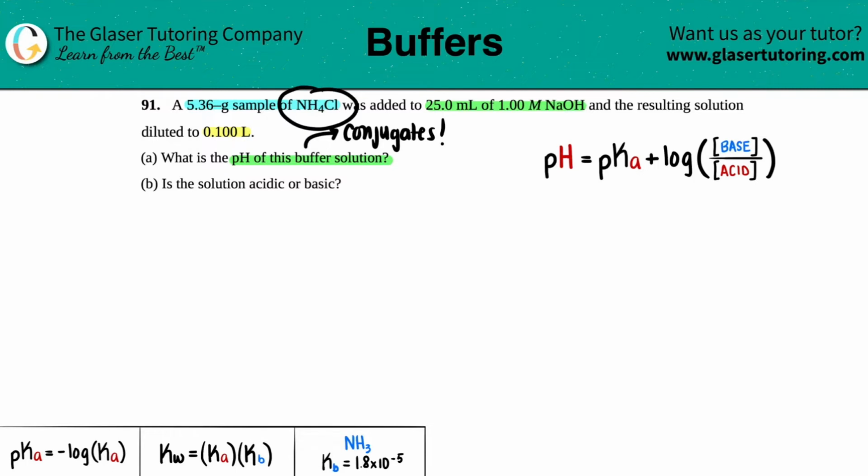So if I just look at these at face value, NaOH with NH4Cl, those are not conjugates. So I can't just put these values into this equation. We have to find the conjugates. So let's just see what's going on here. The first thing is that I noticed, so maybe I'll just put A over here, that we're talking about NH4Cl.